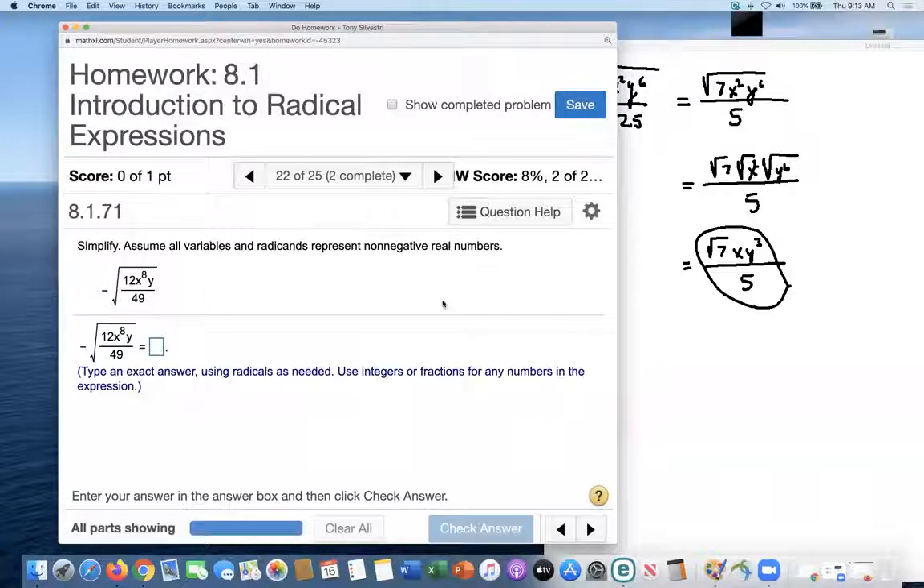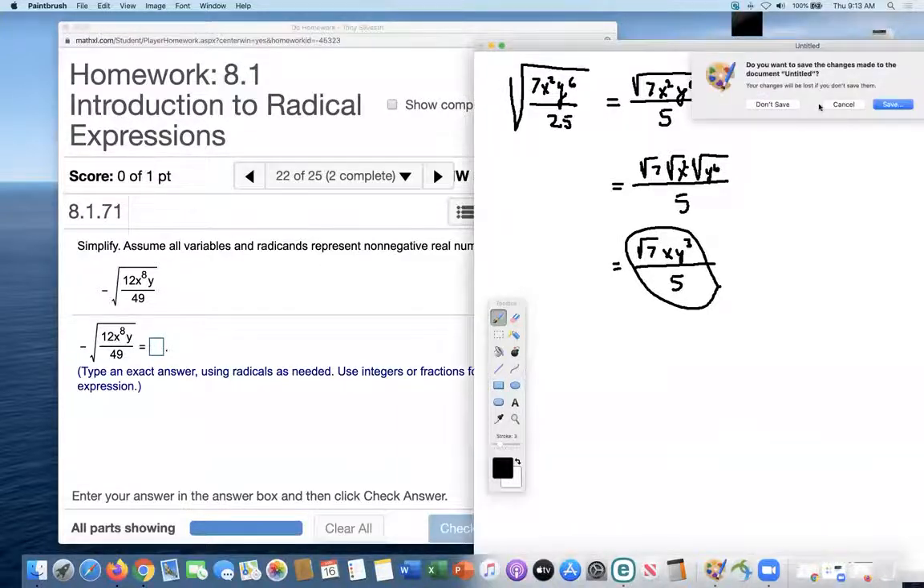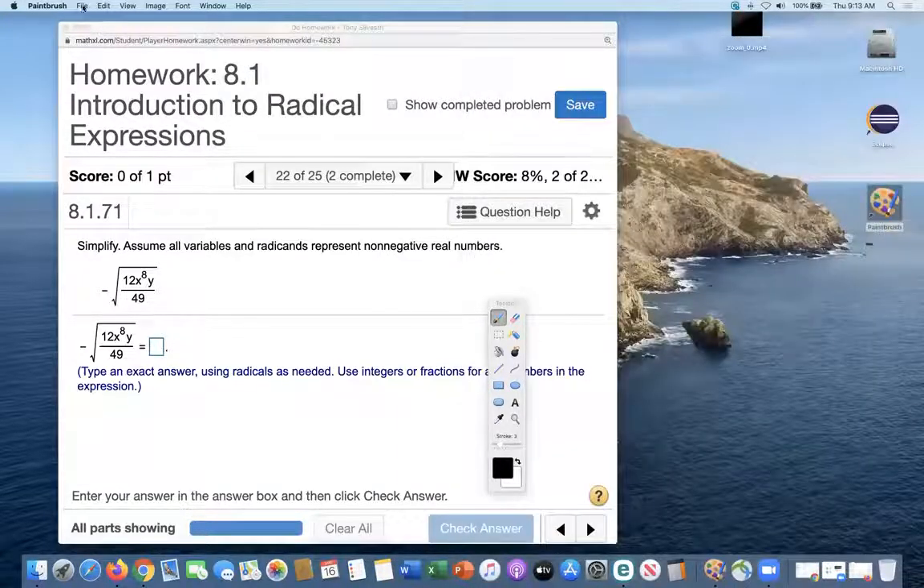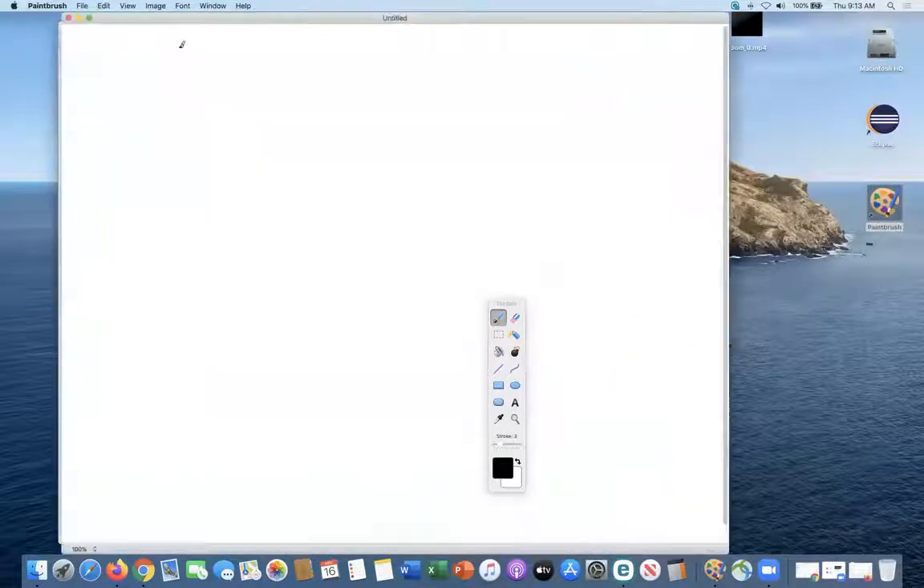Square root of 12. You know what? Let me just do it. There's a little gotcha there. Don't save it. Let's do a file, new. There's more work to this problem than the other one. I should have probably done this one.